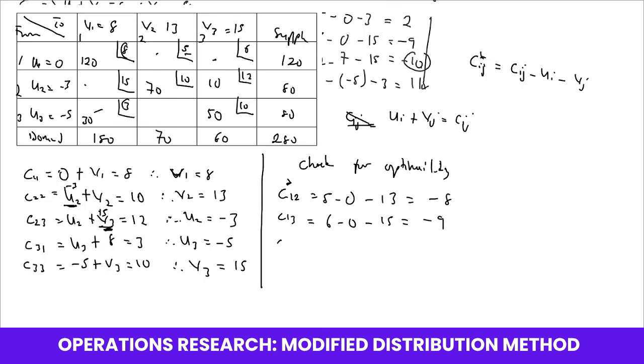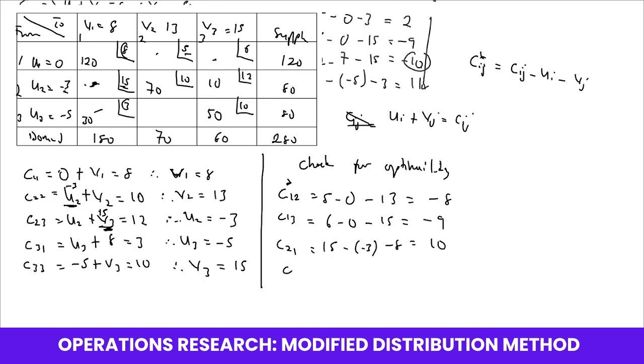And the next unallocated cell is C21 here. The Cij value is 15. So 15 minus the U value minus 3 minus the V value minus 8. And that's going to give us positive 10.